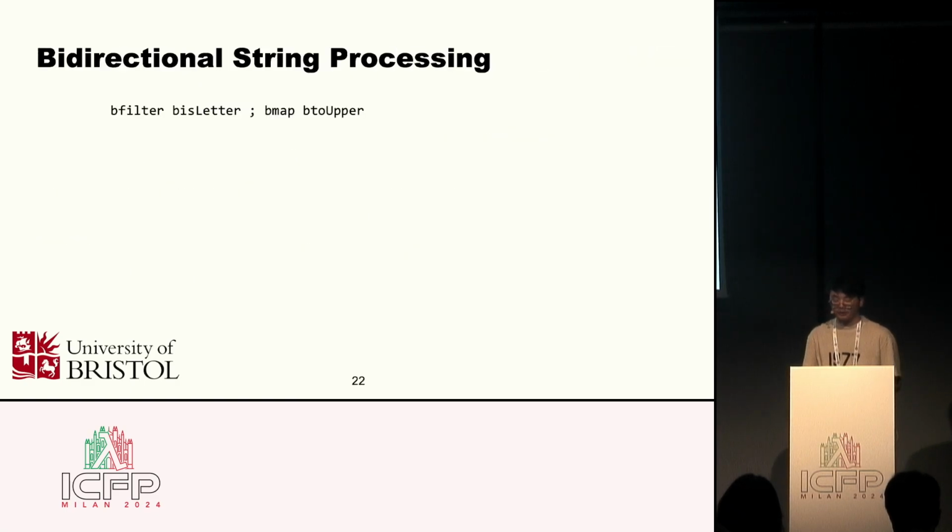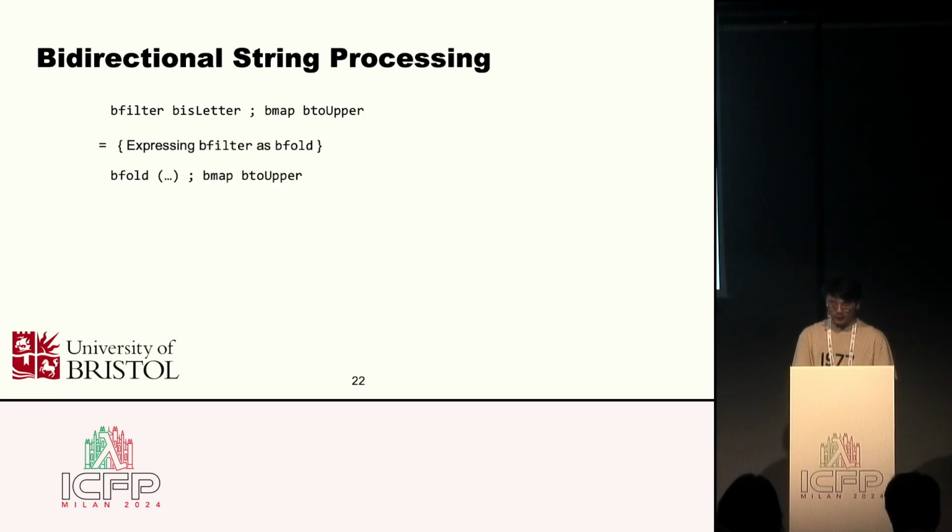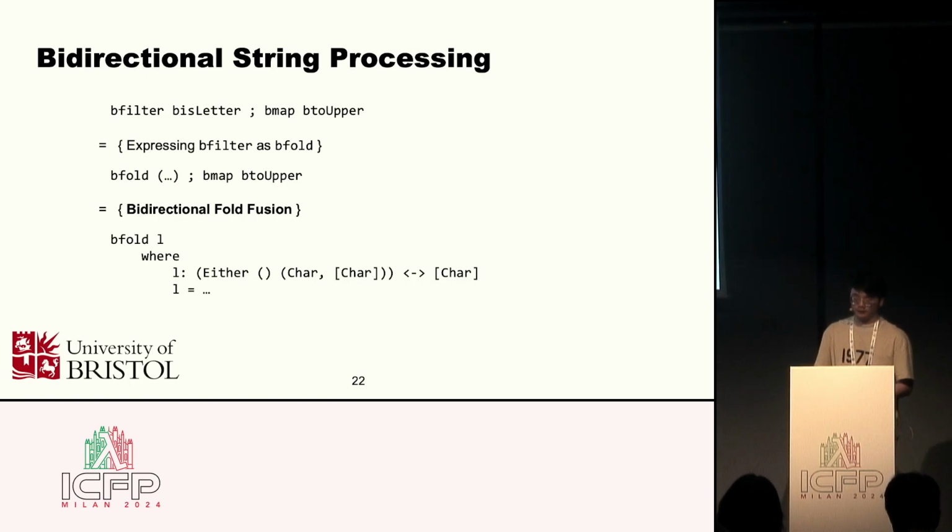Now back to the calculation law example mentioned before. With the contract lenses and the calculation laws we developed, we were able to bidirectionalize the string processing function as a composition of contract lenses. Further, those lenses can be expressed by the combinators we developed, and eventually we can apply the bidirectional fusion law to fuse the entire program into a single fold.